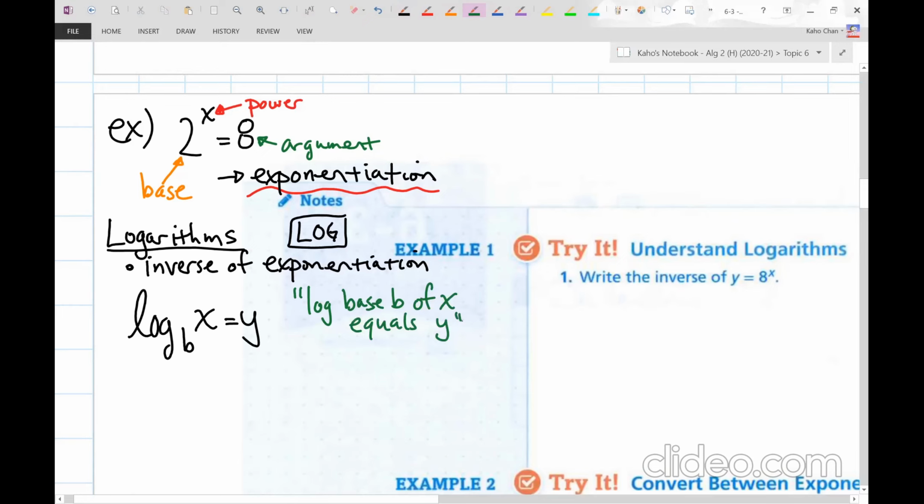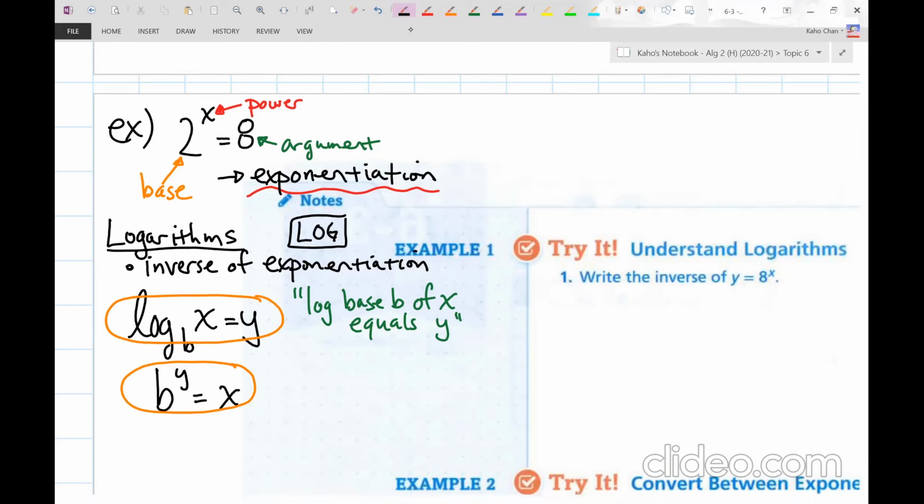This is the log form, logarithm form. In the other form, the exponential form, it looks like this: b to the y equals x. They are related to each other. For the rest of this lecture, we will be converting from one form to the other. This is just an opener. This is just the beginning of these things called logarithms.